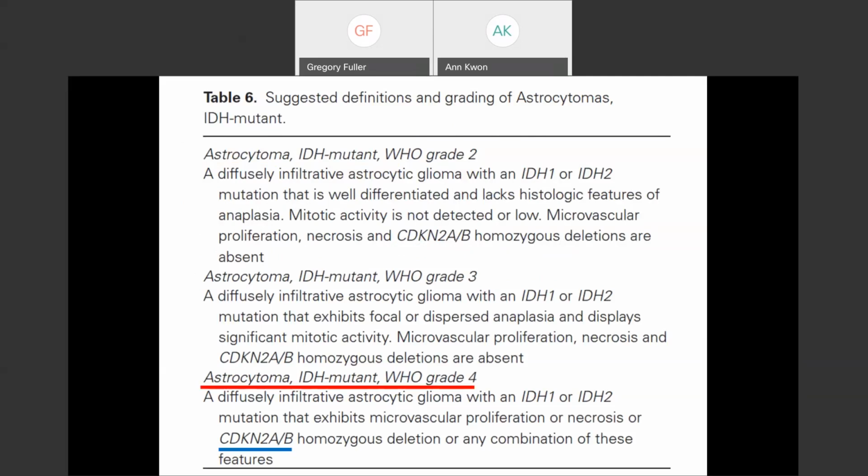Now, you certainly could make an argument for calling it diffuse astrocytoma, IDH mutant, but the key was to get rid of glioblastoma, reserve glioblastoma for IDH wild type, so it retains that meaning and intent.